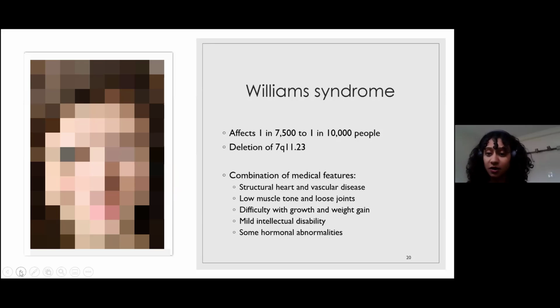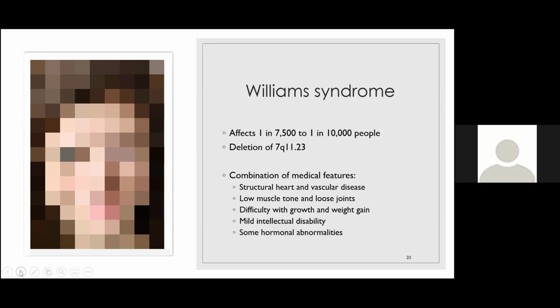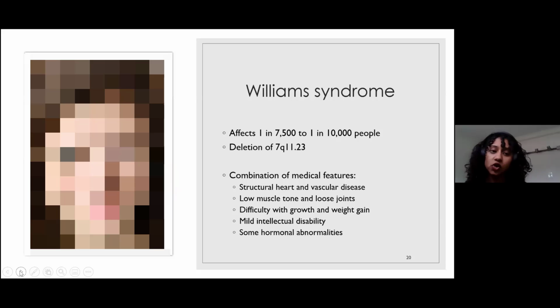Children can have structural heart and vascular disease. So not only can their heart structure be abnormal, but their vessels throughout their body. They can have low muscle tone, so kind of lower strength in their muscles and loose joints. So a lot of the kids will walk late, sit up late, and things like that, just because they don't have that core strength that a lot of us have. They might have difficulty with growth and weight gain, so they might be small babies that just don't put on weight well. They can have mild intellectual disability, so almost every single kid with Williams syndrome has some degree of intellectual disability, and they can have lots of different hormonal abnormalities.